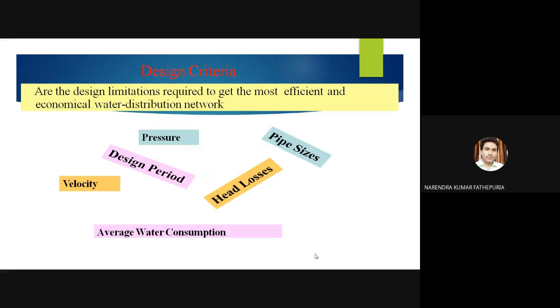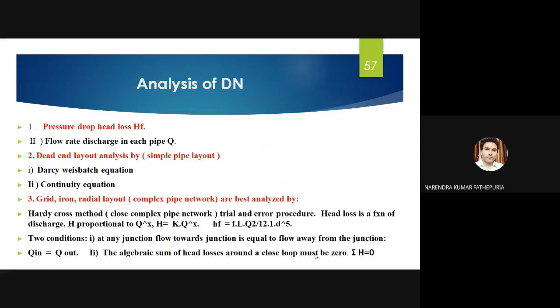The design period for the distribution network is 10 to 15 years; you have to take it at least for the pipe network. How much velocity of flow is required, all the hydraulic parameters, how much head loss should be optimum, and what the pipe size should be, so that the optimum water head, or the flow rate, can be maintained in the pipe network. You have to do all those things.